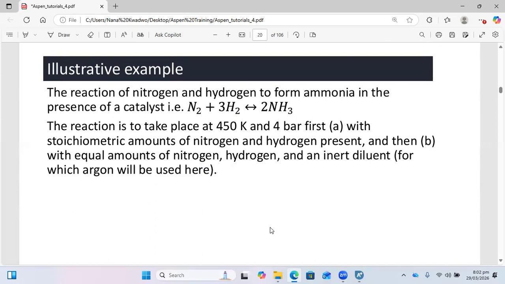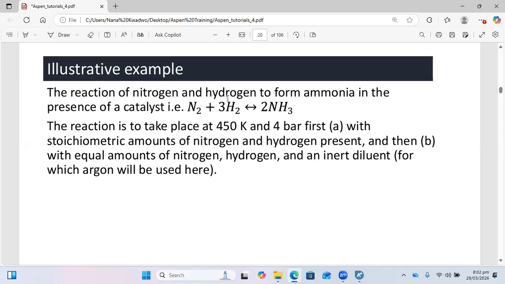We want to have a reaction between nitrogen and hydrogen to form ammonia in the presence of a catalyst. So we have nitrogen, hydrogen giving us ammonia. And we are told that the reaction is to take place at 450 Kelvin and 4 bar. First with stoichiometric amounts of nitrogen and hydrogen present, then with equal amounts of nitrogen and hydrogen, and then an inert diluent. We are going to use argon as our inert diluent, right? So something that would be added to a reactant. It would dilute it, but it's not going to take part in the reaction. So it could absorb some of the heat, reduce the temperature, any of these things, but it's not going to take part in the reaction itself, right?